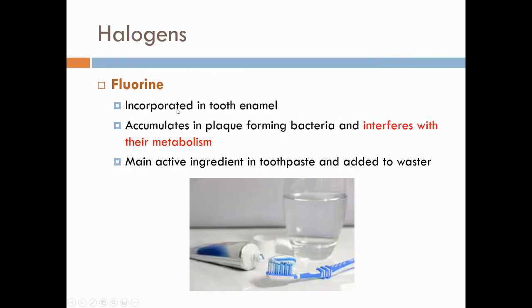Fluorine, like fluorides, are incorporated in tooth enamel. So they accumulate in plaque-forming bacteria and interfere with their metabolism, which is why we add fluoride to drinking water. Also add that to wastewater.